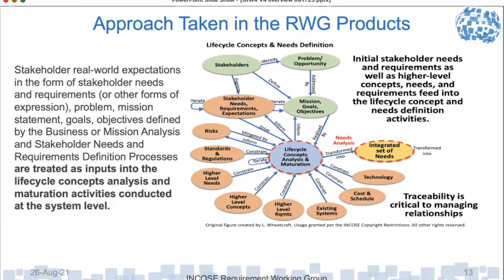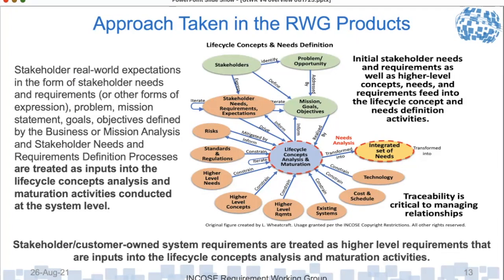The other group also, they don't make that distinction, but 15288 has stakeholder needs and requirements as a means of communicating those expectations. But as you can see in this drawing, those are one of many inputs into the lifecycle concept analysis and maturation activities we're going to do. And as a result of all that analysis, then we're going to define the integrated set of needs. So like I said, stakeholder needs and requirements, as well as the higher level concept needs and requirements, feed into lifecycle concept needs definition. And for all of this, it's important that we maintain traceability of all this data and information.